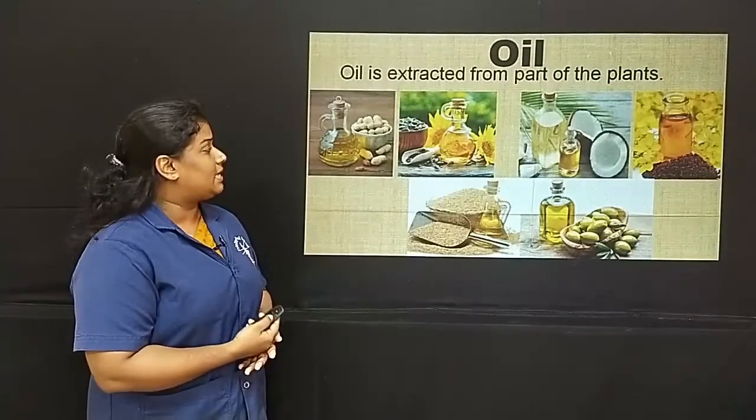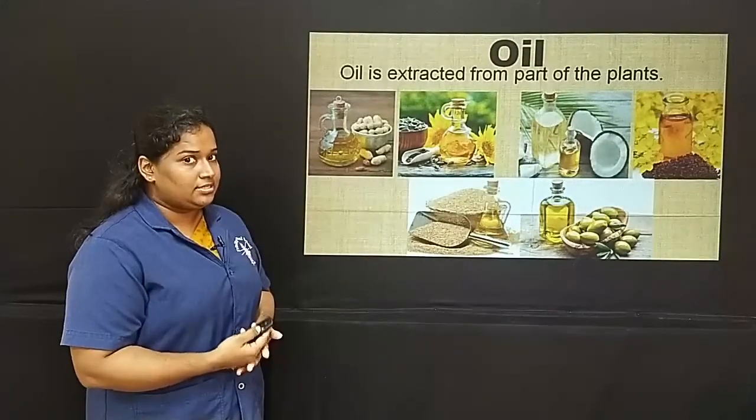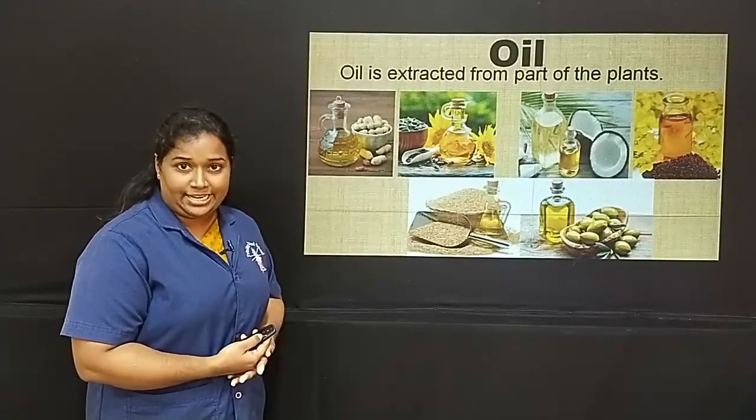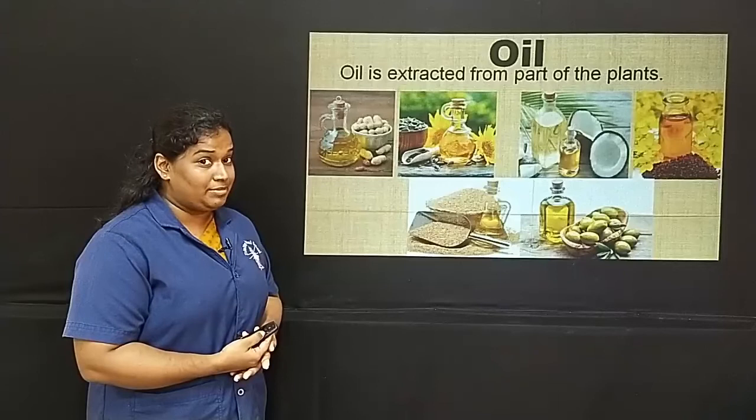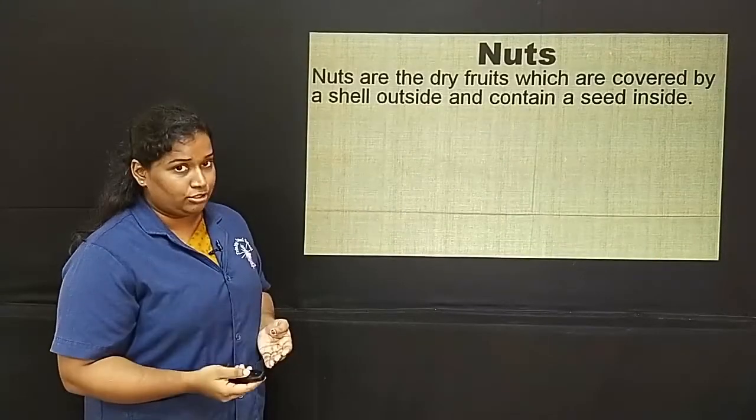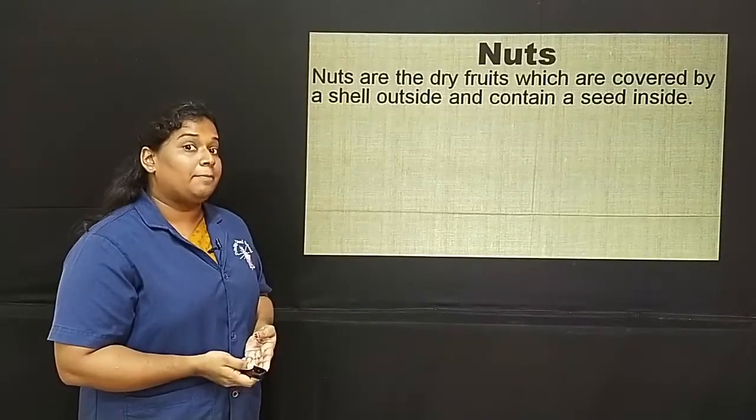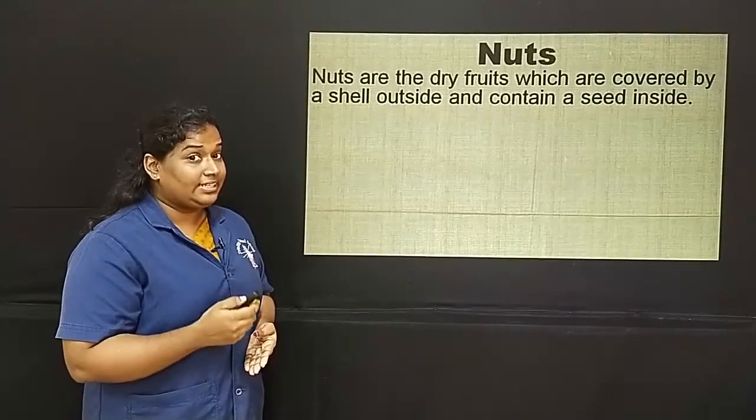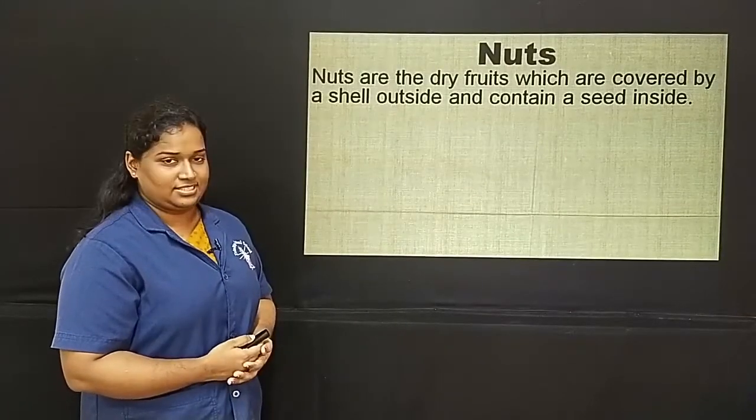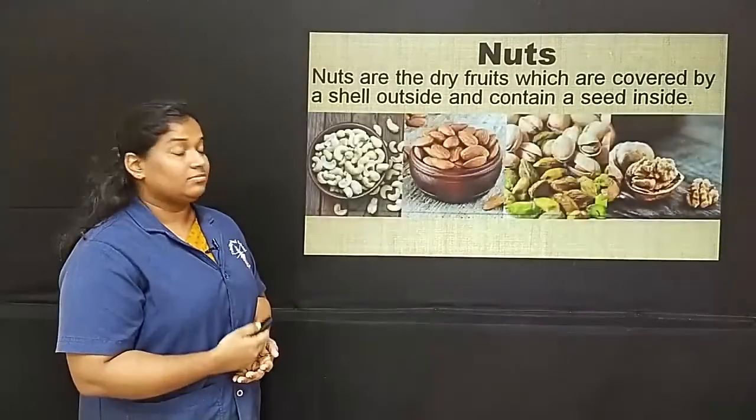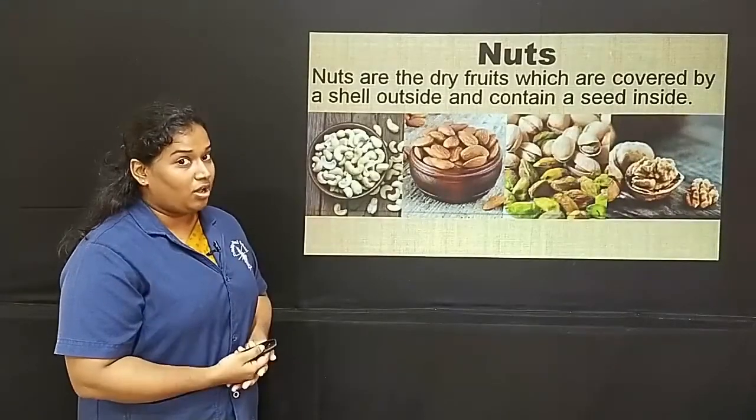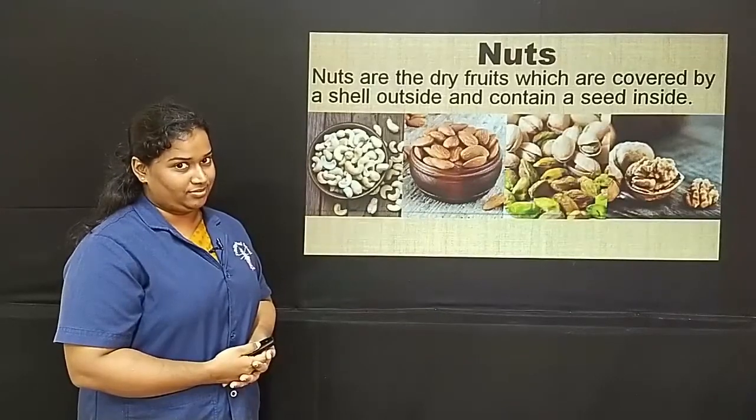Here I gave the example of groundnut. Is it only used to extract oil? No, it is edible, right? And we name it as nuts. Nuts are dried fruits which are covered by a shell and contain a seed inside. Here are some examples for nuts. Very good. Cashew, almond, pistachio, walnut and many more.